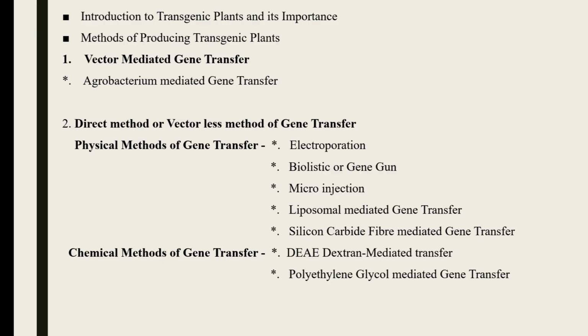1. Vector-mediated gene transfer: Agrobacterium-mediated gene transfer. 2. Direct method or vector-less method of gene transfer. Physical methods of gene transfer: Electroporation, Biolistic or gene gun, Micro-injection, Liposomal-mediated gene transfer, Silicon carbide fiber-mediated gene transfer. Chemical methods of gene transfer: DEAE-dextran-mediated transfer, Polyethylene glycol-mediated gene transfer.